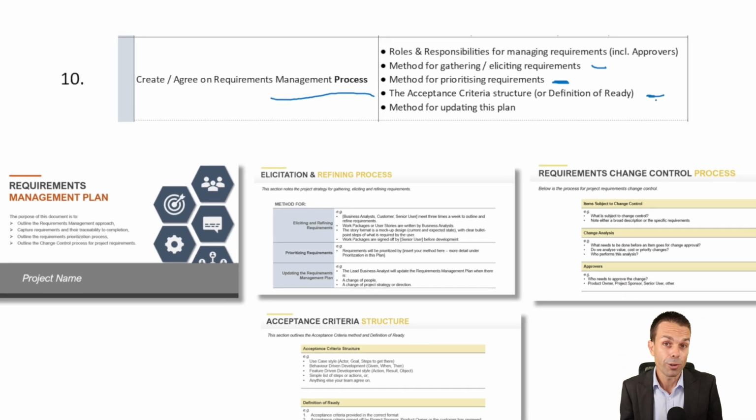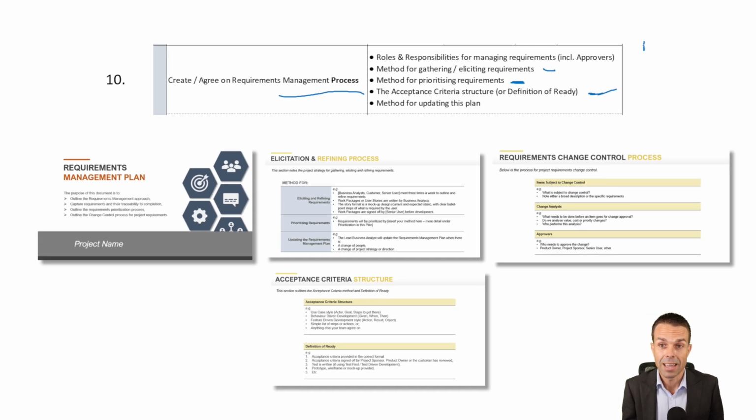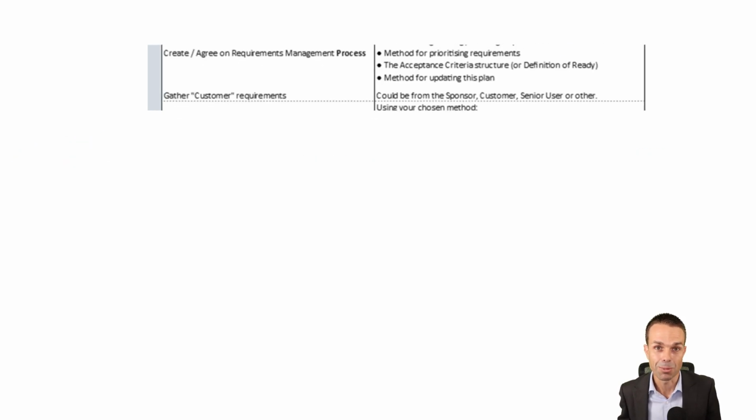So there's a few different ways to do this. Maybe it's the actor and the goal and then the steps, so a use case. Or maybe it's given, when, then, like behavior-driven development. Maybe it's test-driven development. Or maybe it's just a prototype or a mock-up of the new thing that we need or the requirements. Many different ways to do it. And here's an example of our wonderful requirements management plan.